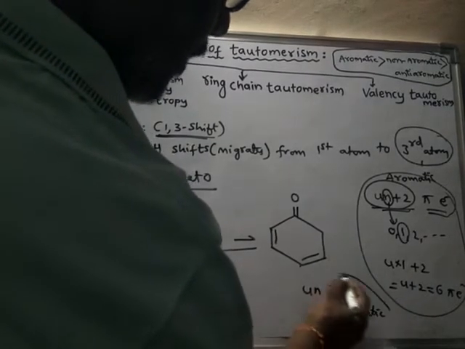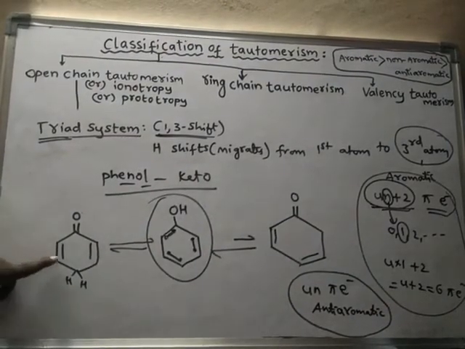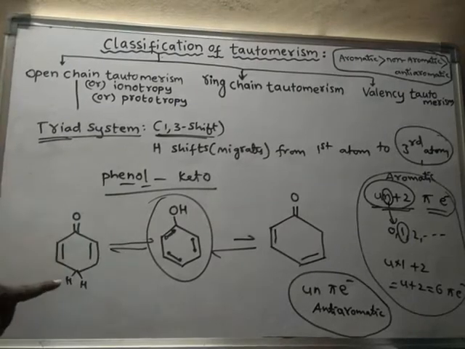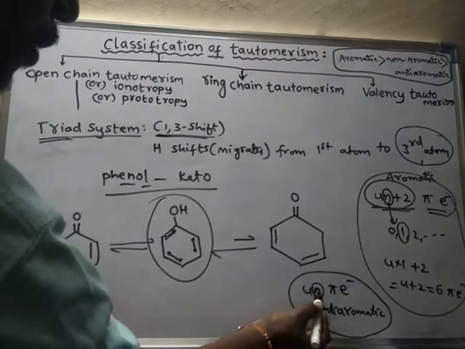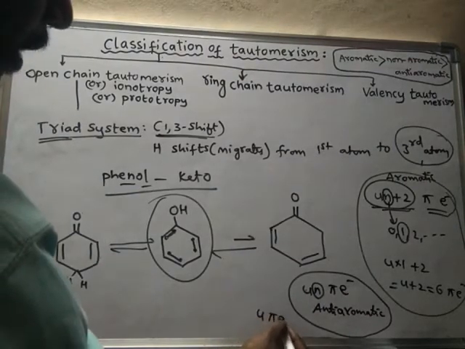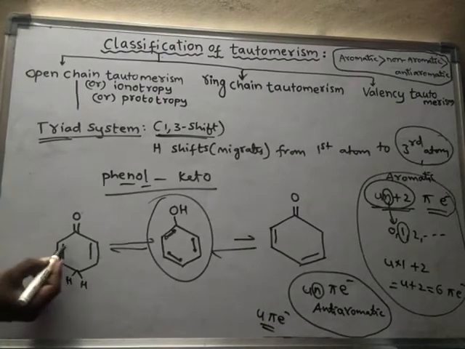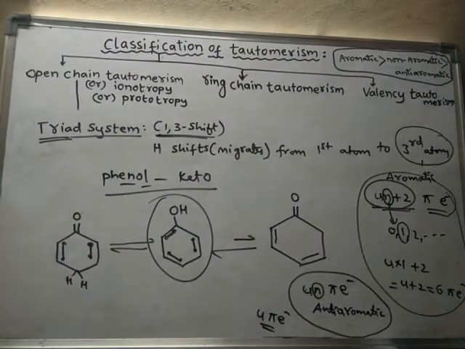Anti-aromatic compounds are very less stable, the least stable form. Now let us see how many rings are there. Only one ring, that means n is equal to 1. So 4 into 1 means 4 pi electrons are present. So here 1, 2, 3, 4 pi electrons are present. Hence it is said to be anti-aromatic. Anti-aromatic compounds are the least stable.